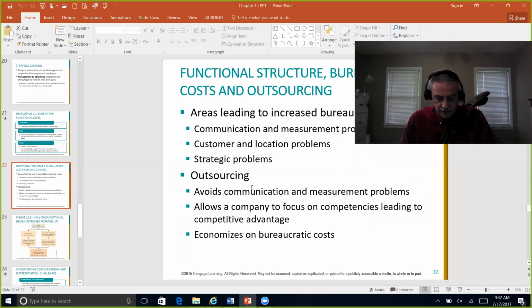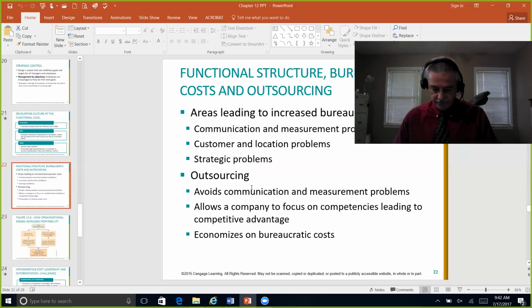These functional structures and bureaucratic cost, over on page 418. No matter how complex the strategies become, most companies retain a functional orientation because it has so many different advantages. And when you have different functions who work together, you potentially will have bureaucratic cost that's going to increase, which is going to lead to communication, measurement, and other potential issues that need to be overcome.